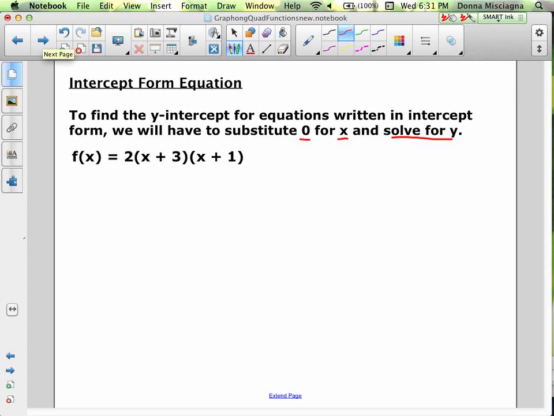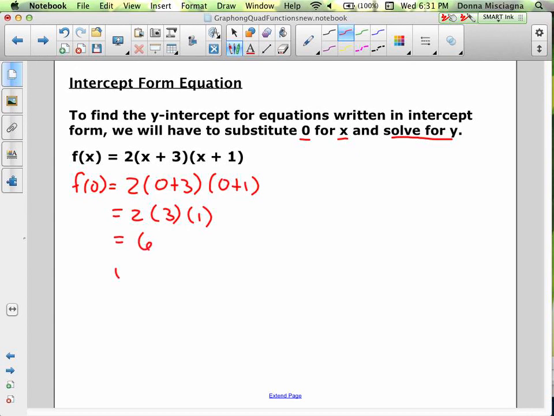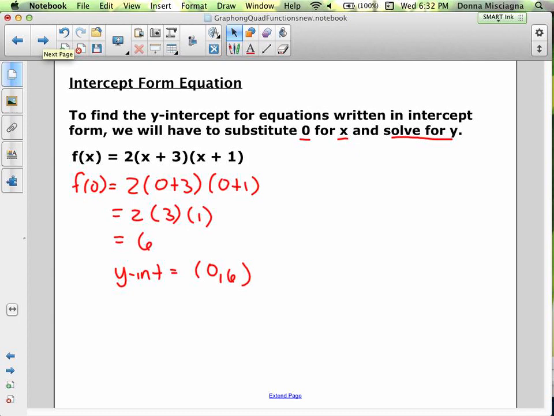So we have f of 0, the value of the function when x is 0, is 2 times (0 plus 3) times (0 plus 1). Well, 0 plus 3, that's 3, and 0 plus 1, that's 1. 2 times 3 is 6, and 6 times 1, that's still 6. Well, interestingly, our y-intercept here is also the point (0, 6). How about that? Must be a popular number. It was a good number for y-intercepts that year.